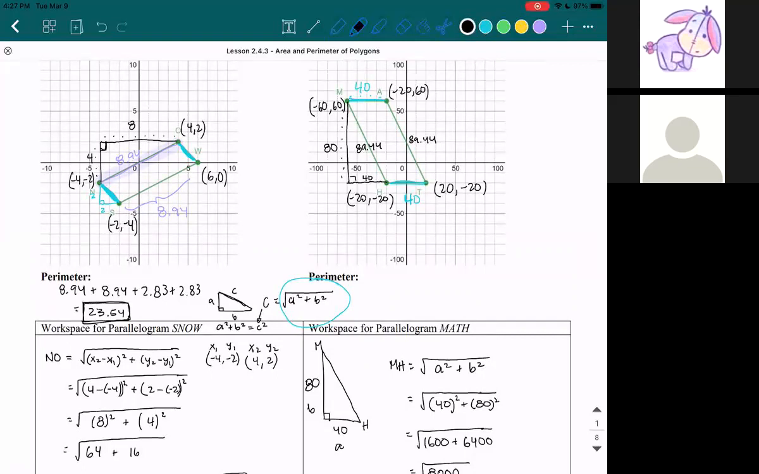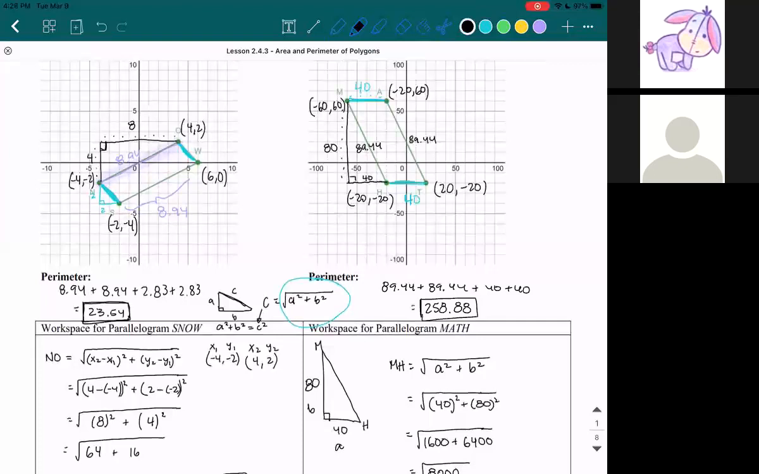All right, so now we can have our calculations for perimeter. Add up all 4 sides. So 89.44 plus 89.44 plus 40 plus 40. And on my calculator, I added it up, and I got 258.88. All right, and that is our final answer. So hopefully you got the same thing.